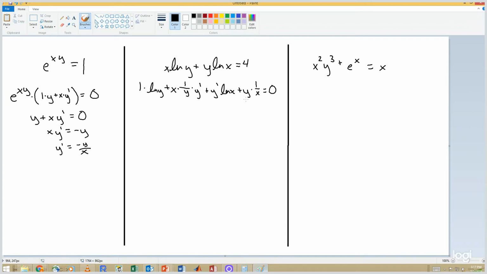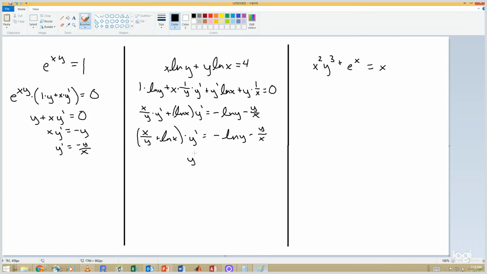Now we need to collect together all of the terms that have a y prime on one side. So we've got x over y times y prime plus ln x times y prime equals negative ln y minus y over x. We can factor the y prime out of this term. We end up with x over y plus ln x times y prime is still equal to negative ln y minus y over x.